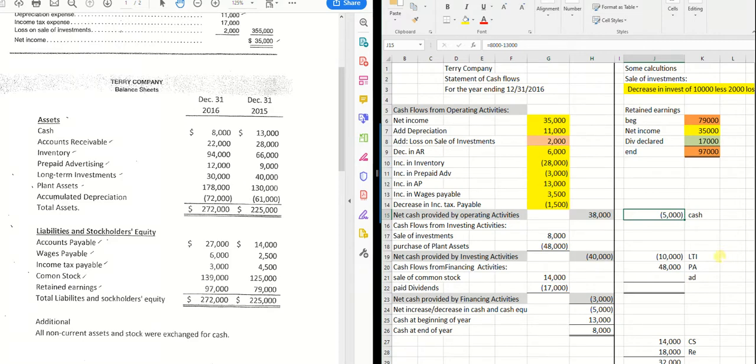And so notice this long-term investments, this $2,000, I'm going to put right down there so I don't forget it. Okay, so now I add up all these, and they add up to 38,000. So I've got that done. Okay, so I'm done with my operating section in my cash flow statement.